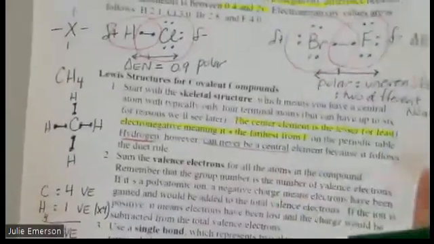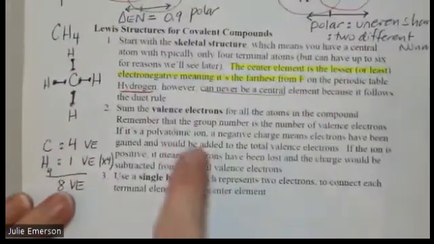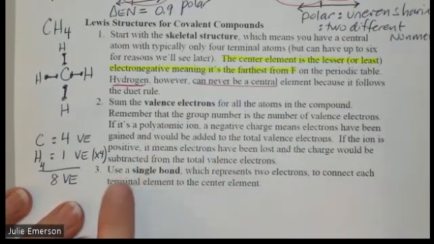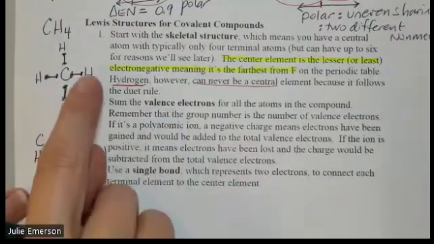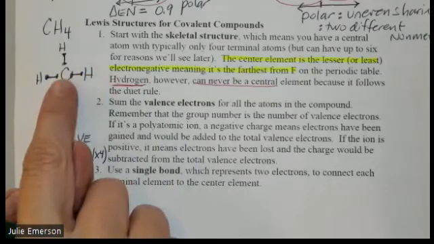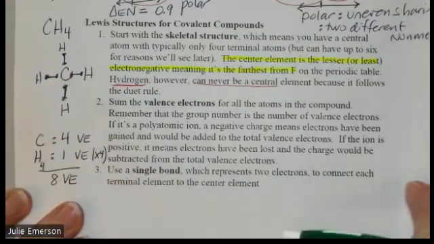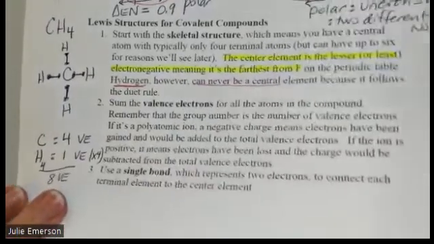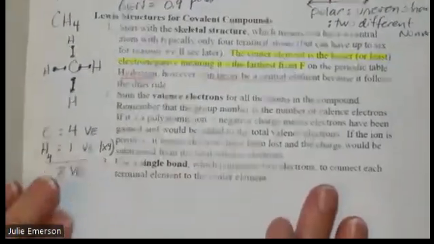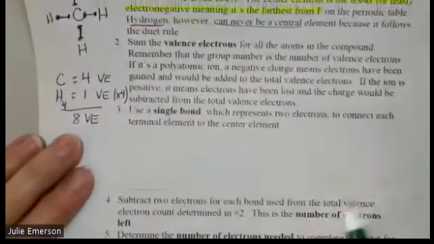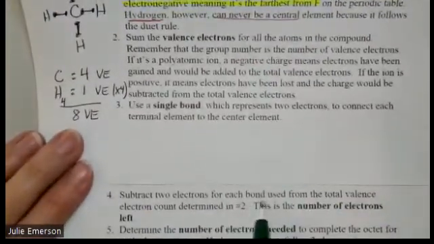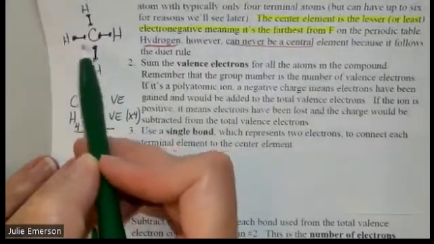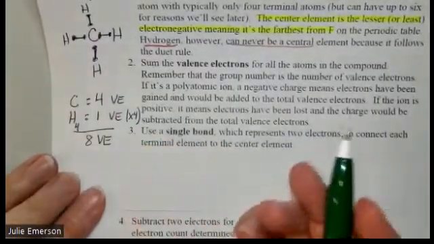Now then, that's step 2, right? Sum all of your valence electrons, looking at that group number from the periodic table. All right, and then we've used a single bond to connect every terminal element to the center element. And then step 4 on the next page is, okay, if we only have 8 valence electrons, how many have we used in those 4 initial bonds? So you want to subtract 2 electrons for each bond. So we used 2, 4, 6, 8 electrons already.